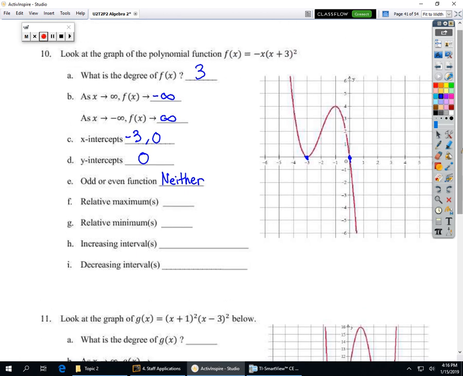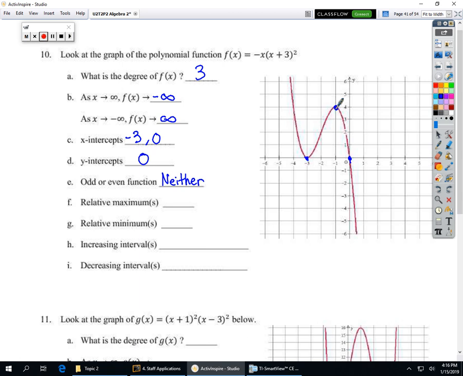Relative maximums. The maximum is right there. This is at -1, 4. Remember, a relative maximum is like the top of a hill. -1, 4. There's no other little hills. And relative minimum is like the bottom of a pit. So here's the bottom. -3, 0.